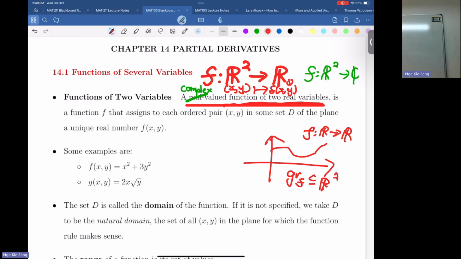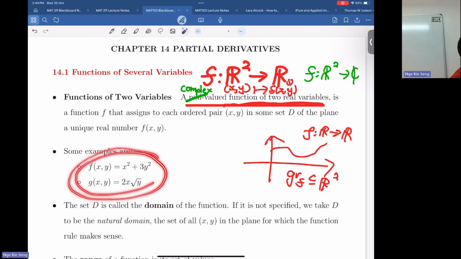So where is the graph of a function from R2 to R? R2 plus R, R3. So it lives in R3, a space with three dimensions. Okay, so examples. These are the examples.